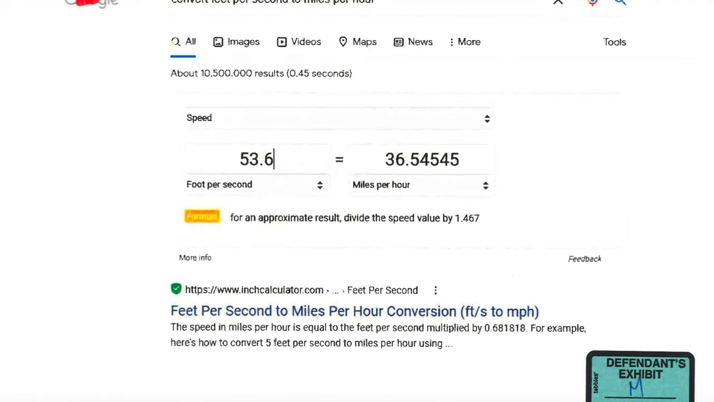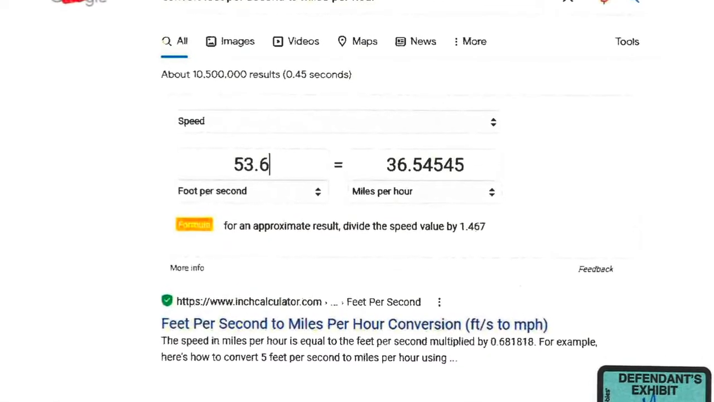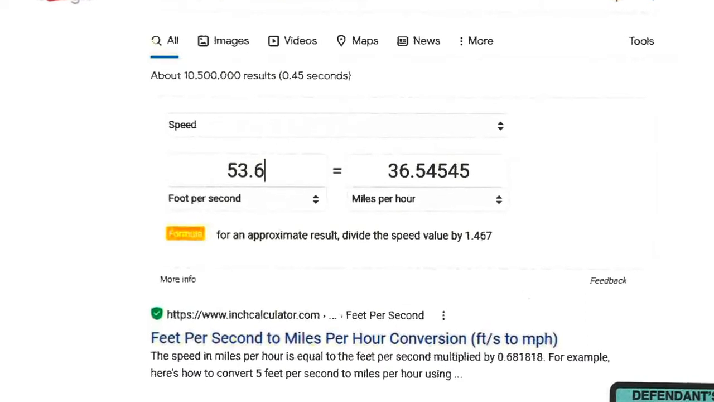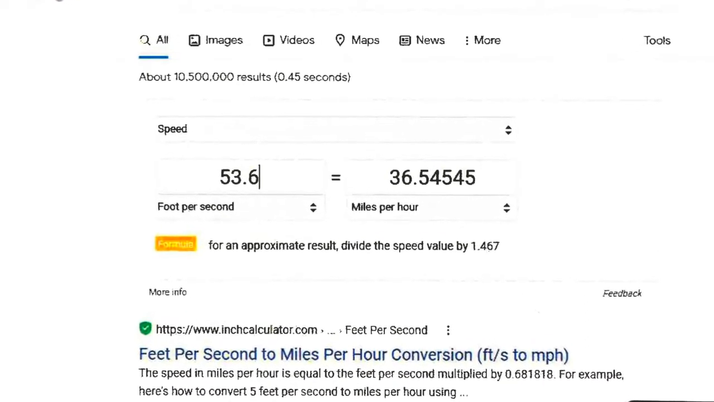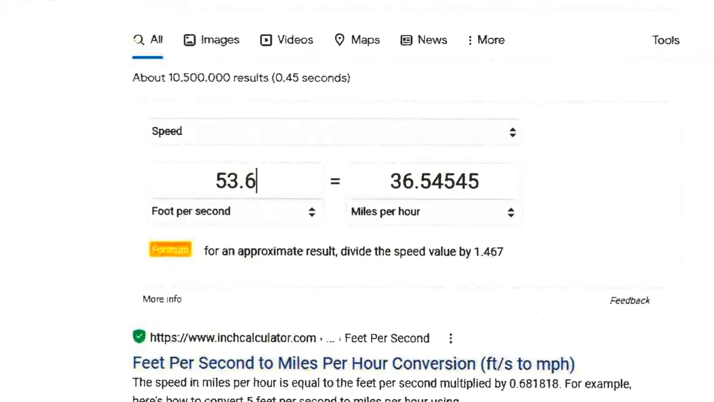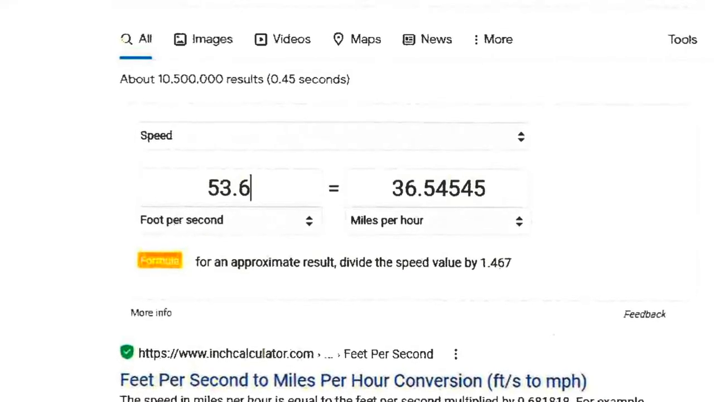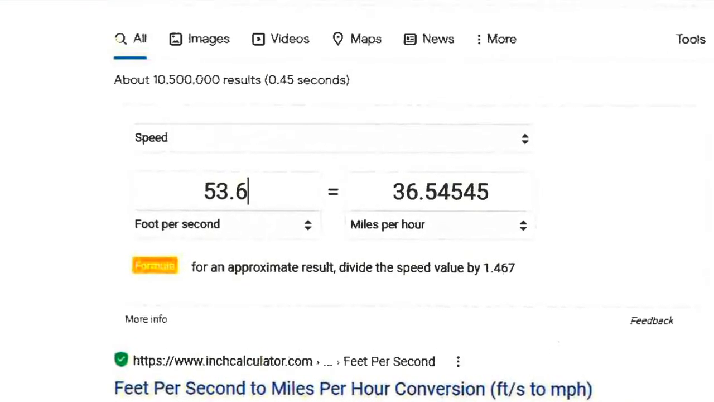For the first distance between pin 1 and pin 2, we came up with 11.9 miles per hour. They've come up with 36.5 miles per hour, which is virtually impossible for a human. And the answer is pretty simple. They didn't divide the distance travelled by the number of seconds it took to travel it.